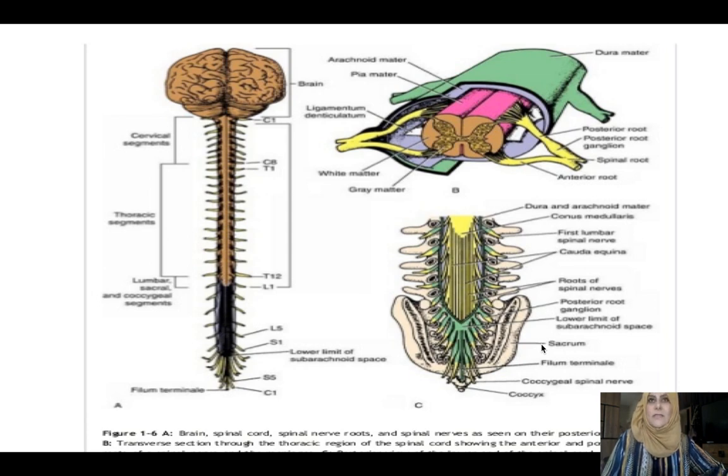If someone asks you which is larger, the sympathetic or the parasympathetic in your body, the answer is the sympathetic. Sympathetic is the largest part of the autonomic nervous system.